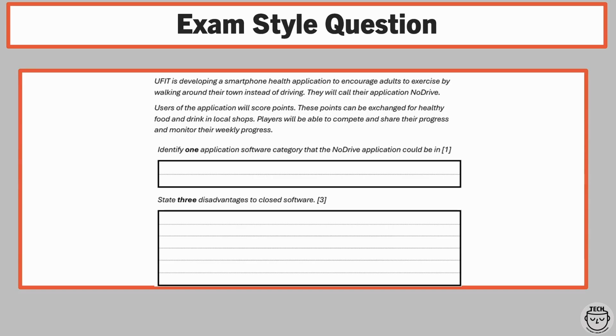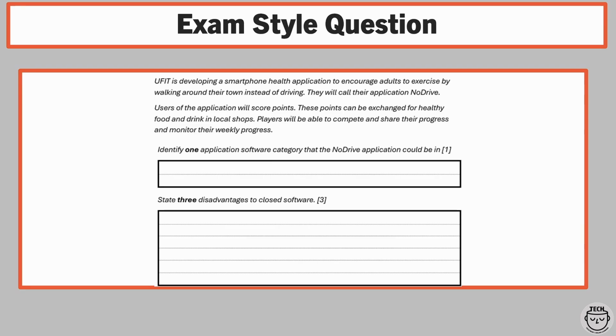Again, just like the previous video, we're going to look at this UFIT idea of the node drive application. Potential question: identify one application software category and give 3 disadvantages of closed software. So that's roughly 4 marks. They're just stated, so it should be essentially one word for each mark. So pause the video, give it an answer in your notebook, and then we'll look at the answers in a moment.